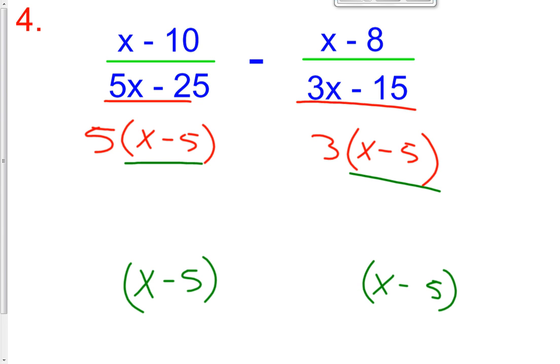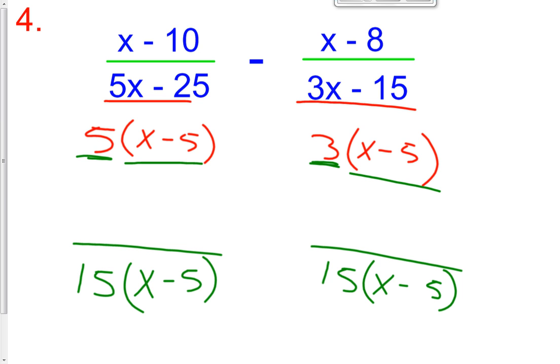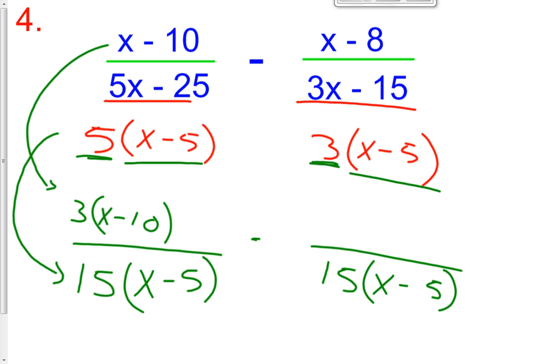So now the other common denominator is going to be with this 5 and this 3. What number do they both go into? They both go into the number 15. So there's your common denominator, 15 times the quantity x minus 5. And now we have to take a look. To go from this denominator to this denominator, what number did we multiply? We multiplied by the number 3. So this x minus 10 right here has to be multiplied by the number 3.